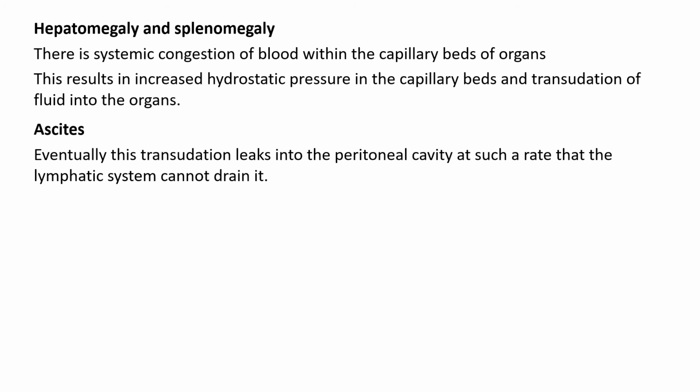Eventually, this transudation from these capillary beds leaks into the peritoneal cavity. If it leaks in at a rate that is beyond the ability of the lymphatic system to drain away, you will start to get a buildup of fluid in the peritoneal cavity. And we know this as ascites.